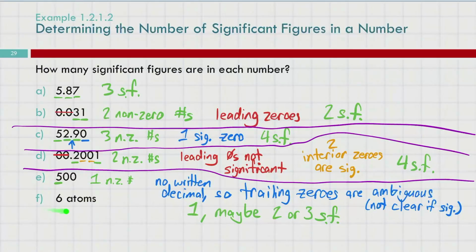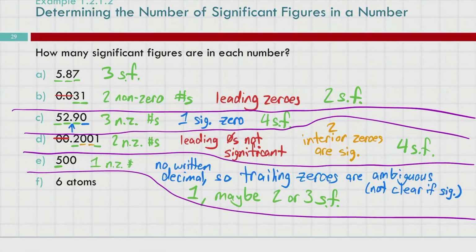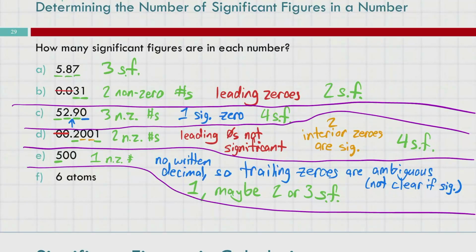And then how about this last one, 6 atoms? How many significant figures? We've got to guess for 1. Can you count atoms? Not like you personally, but could someone possibly count atoms? What if we replaced it with apples, 6 apples? You can count apples.